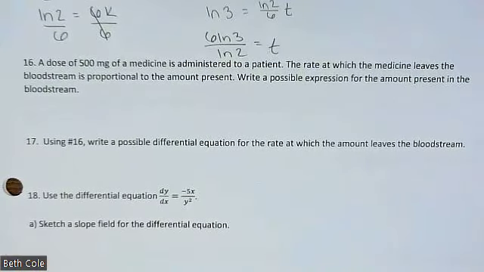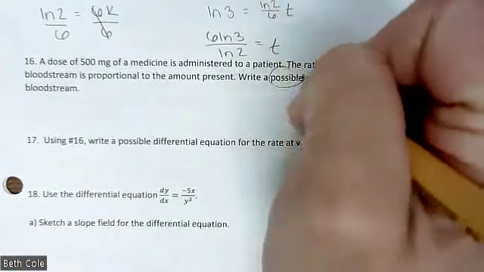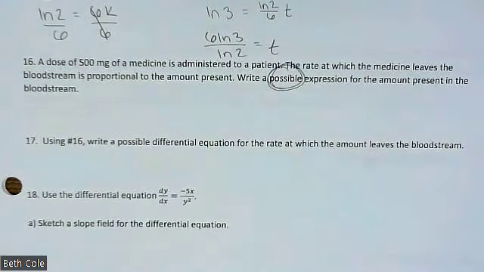A dose of 500 milligrams of medicine is administered to a patient. The rate at which it leaves the bloodstream is proportional to the amount present. When you see that, you need to think PERT. The rate is proportional to the amount present, that means PERT. What is a possible expression for the amounts in the bloodstream? We don't have any numbers to plug in, so we're just going to make it up. But we started with 500.